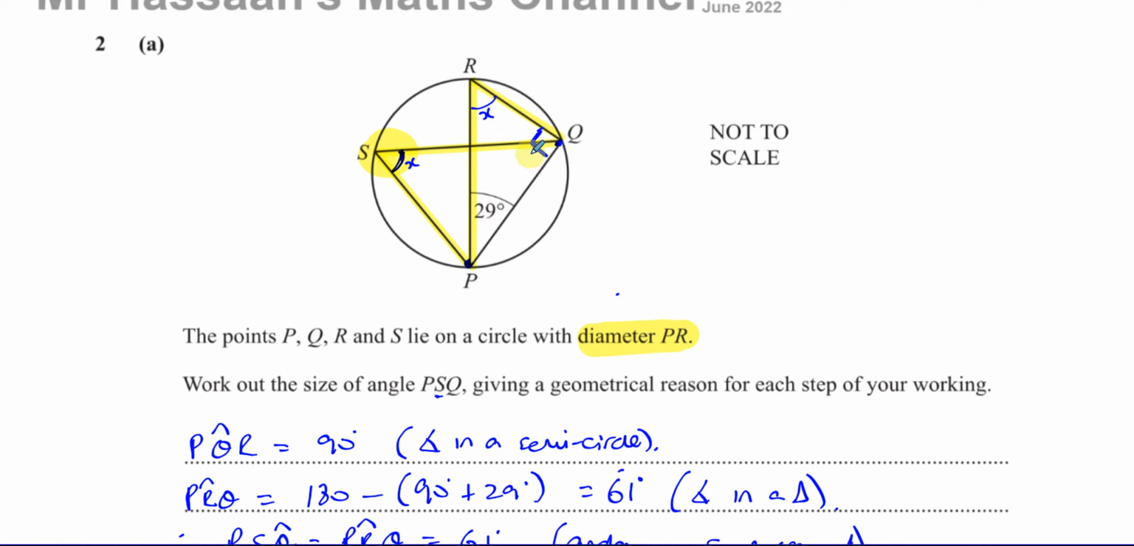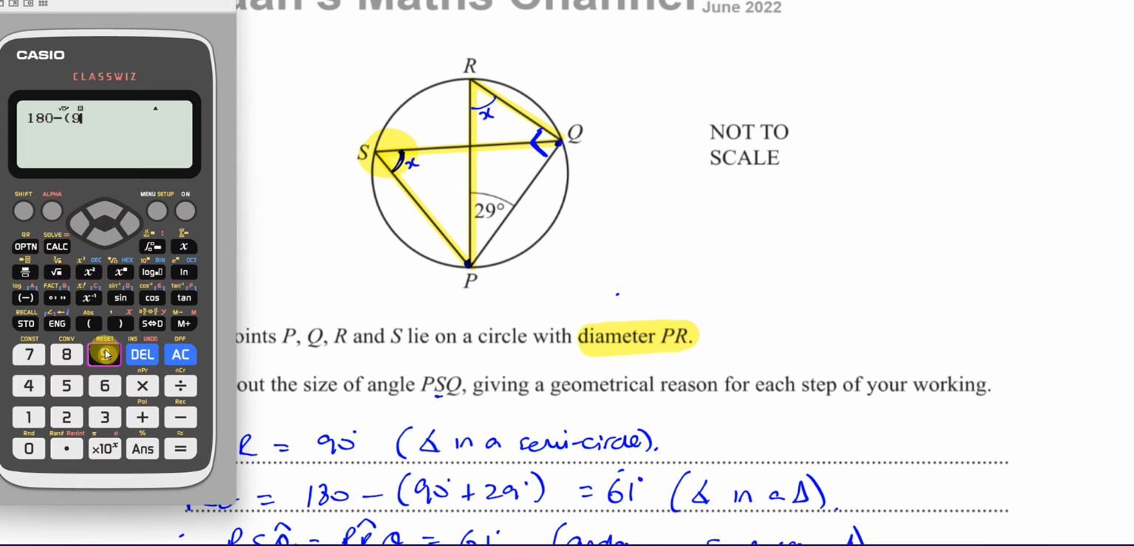Okay, so this angle is 90. These two angles add up to, with this 29, 180, so this is 61. We can confirm that: 180 minus 90 plus 29.